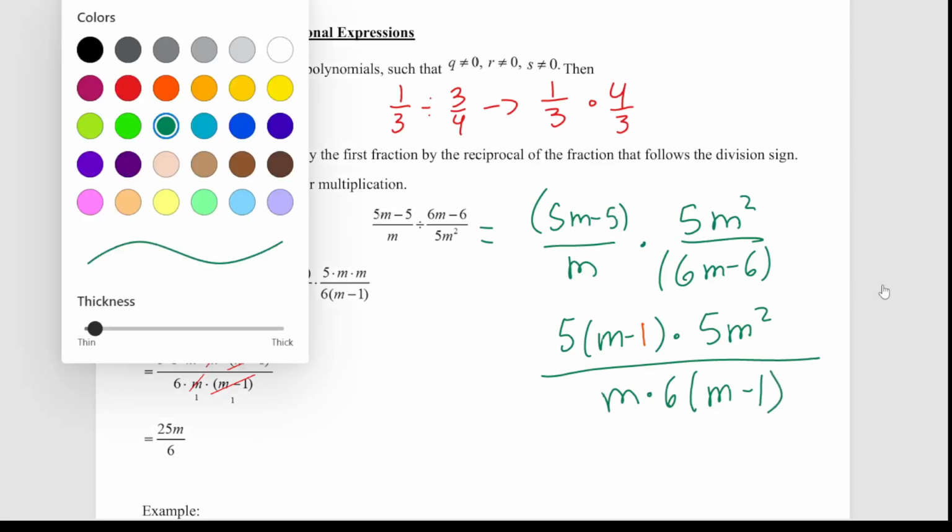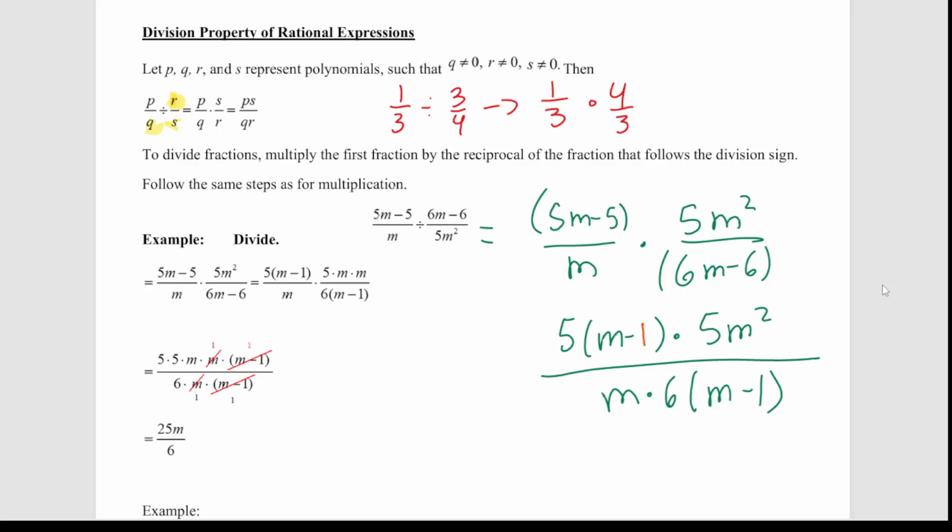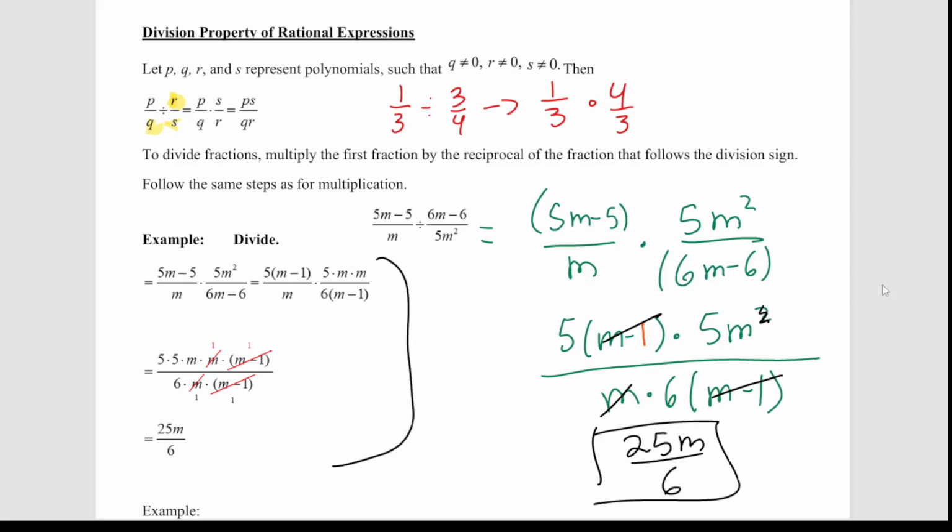And regardless, now that we're here, when we have m minus 1 divided by m minus 1, that is going to cancel to make 1. If I have m squared divided by m, one of those is going to cancel out to leave us with just 1m there in the numerator. And then 5 times 5 gets us 25. And then we still have a 6 left for that final answer, and that's all that's saying. Also just written out and typed nicely over there as well.